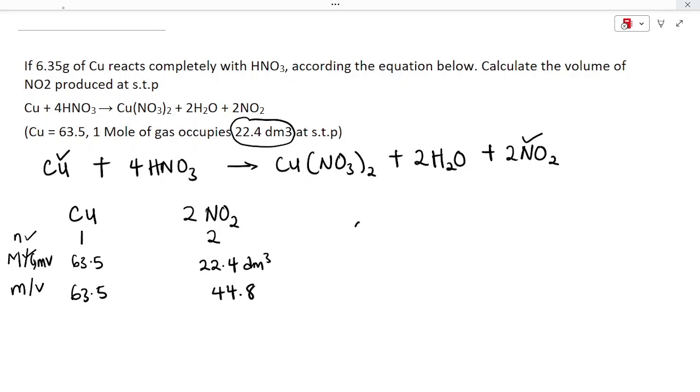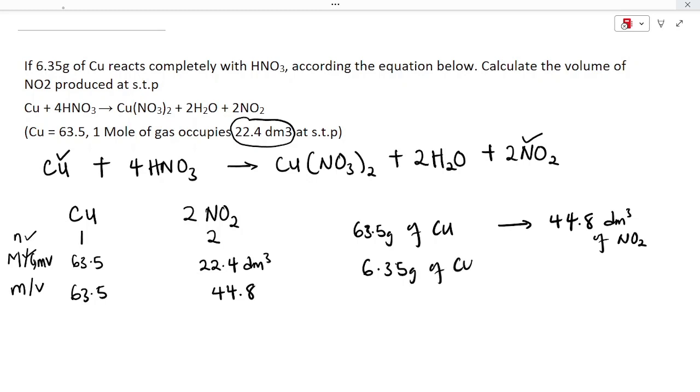So now we know 63.5 grams of copper produced 44.8 dm cube of NO2. The question now says, how much will 6.35 grams of copper actually produce? So therefore say 6.35 will produce X. We don't know the amount.